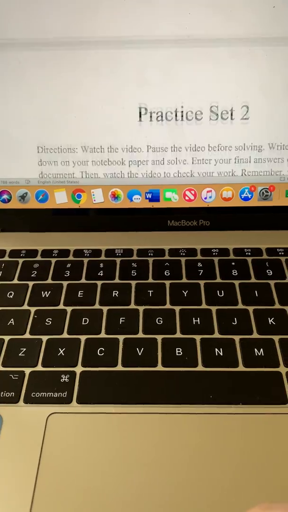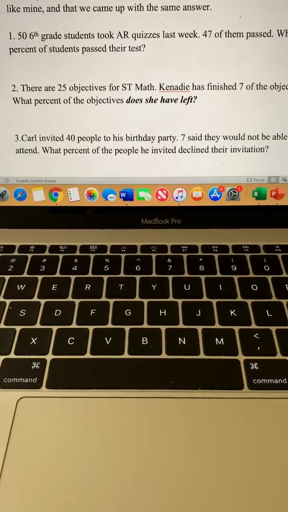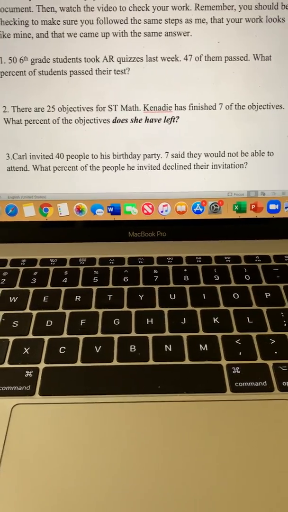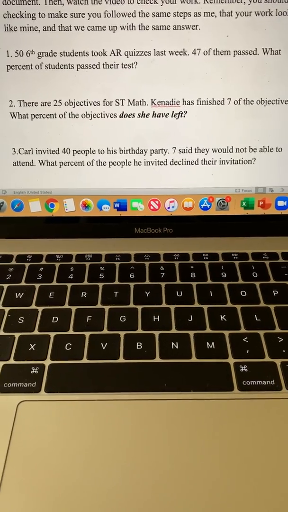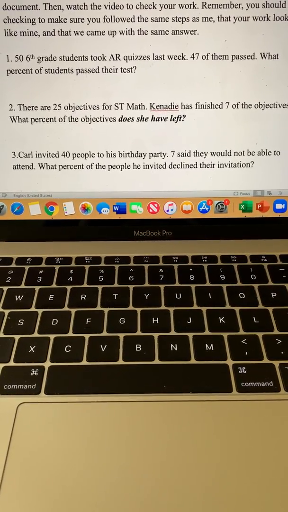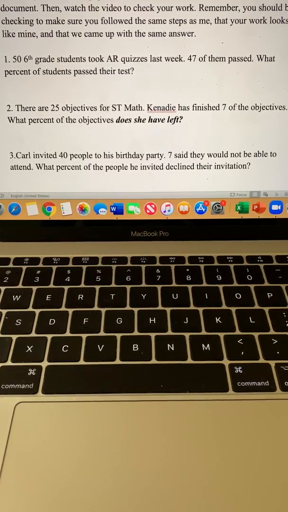Okay, you now have a second problem set to do. Go ahead and solve them on your scrap paper, pause your video, and come back and check your answers when you're done.